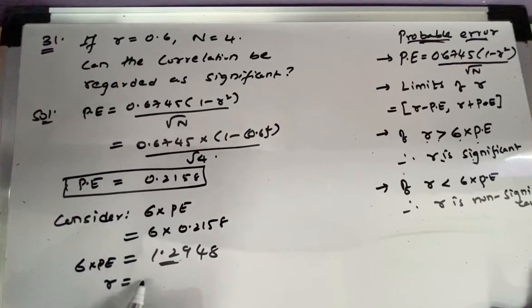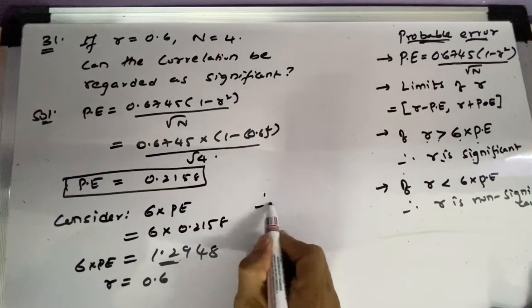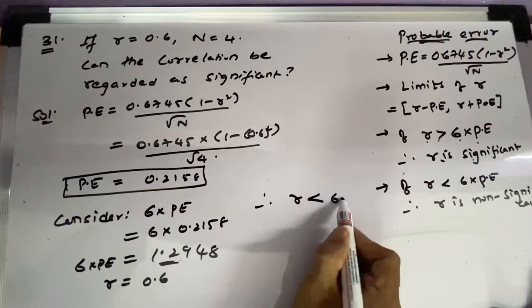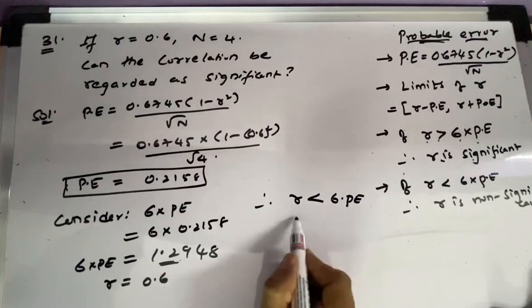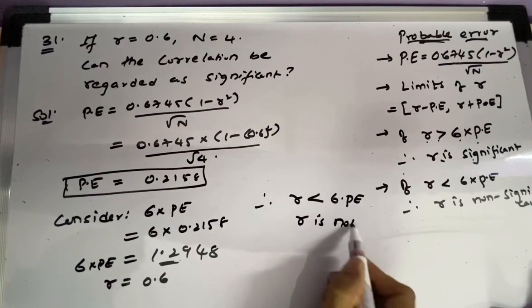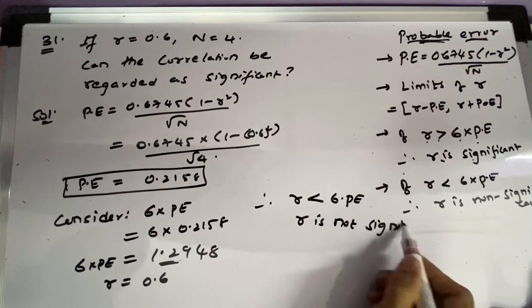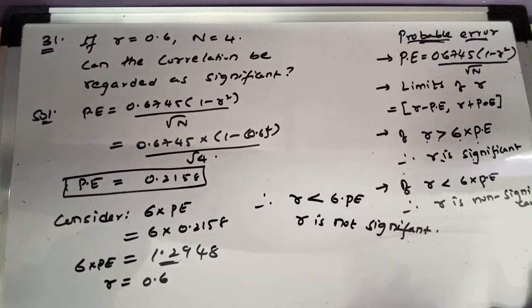Then r value is 0.6. Now we have to check: 6 times P is about 1.3, r is 0.6. So r value is less than 6 times of probable error. If such a case is there, r is non-significant. Okay.